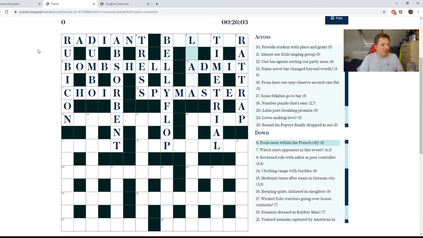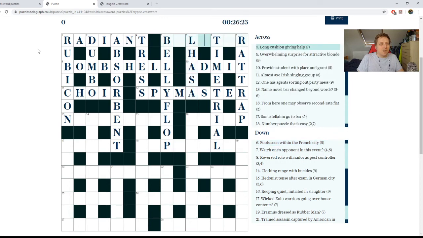So that's got to be Lhasa. So this city here. So fools are HAs. Seen within French city. So French, seen within the French is la, and it's has. There we go. So this makes this 5 across.